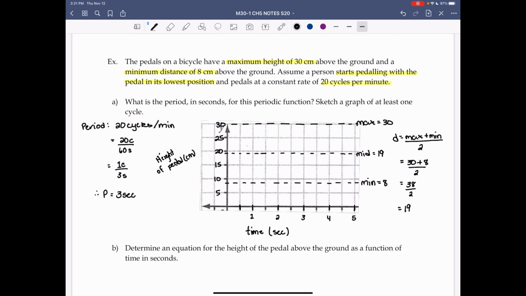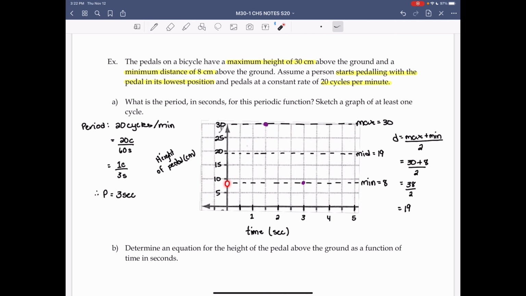The question says the person starts pedaling with the pedal in its lowest position. The lowest position of the pedal is at 8 centimeters. So we start at time 0 with the pedal in the lowest position. Then after 1 cycle, the pedal would return to that same spot. So at 3 seconds, the pedal will be back to the lowest position. Halfway between those 2 points, the pedal would be at its maximum position. So at 1.5 seconds, the pedal will be up at 30 centimeters.